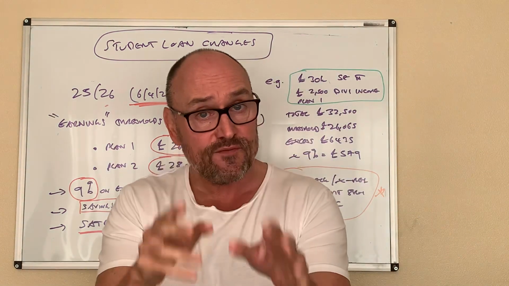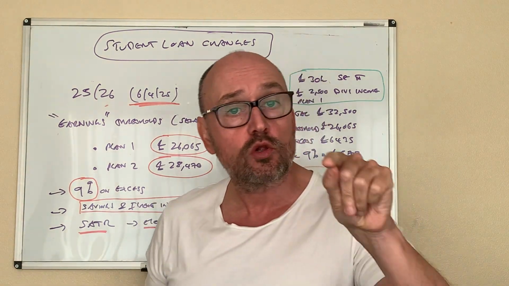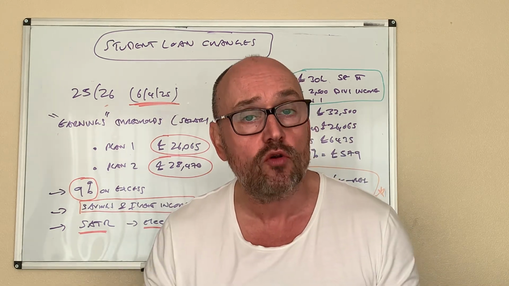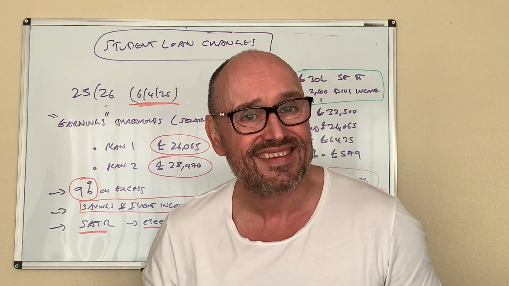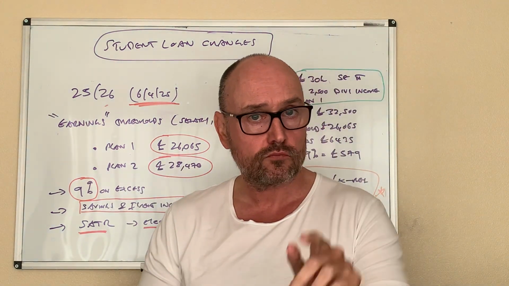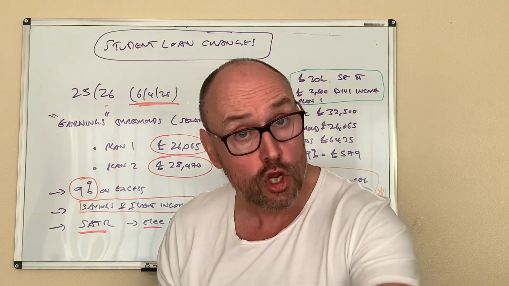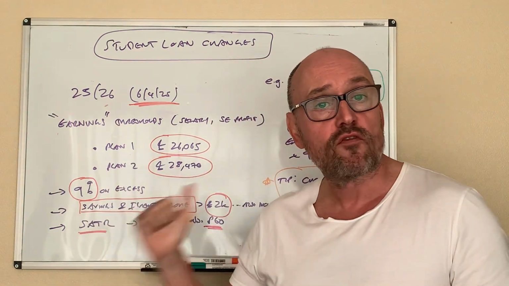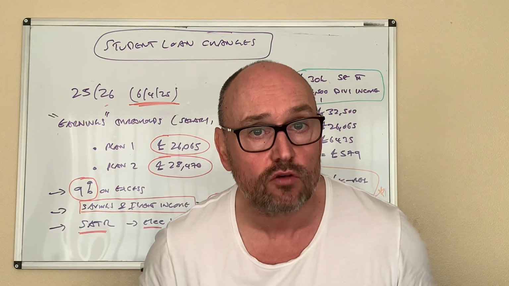If you are on plan one, you will start to repay your student loan once you hit a salary of £26,065. The new threshold for plan two is £28,470.